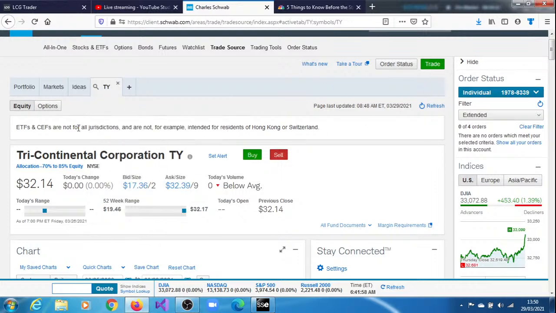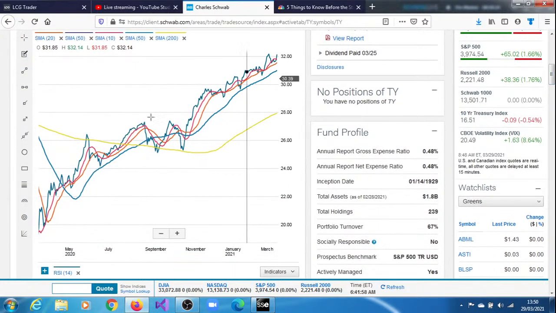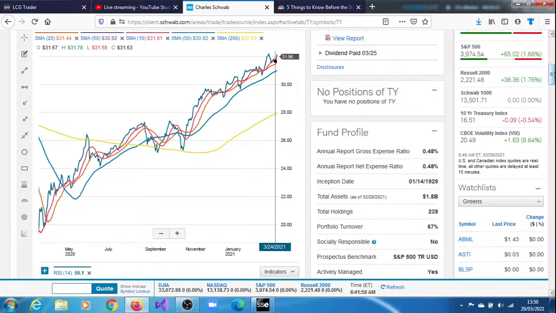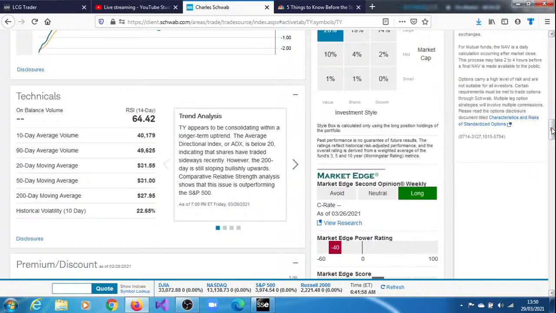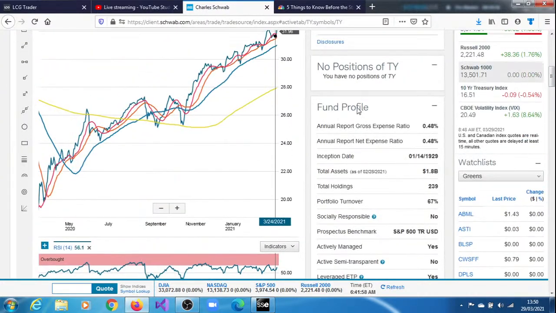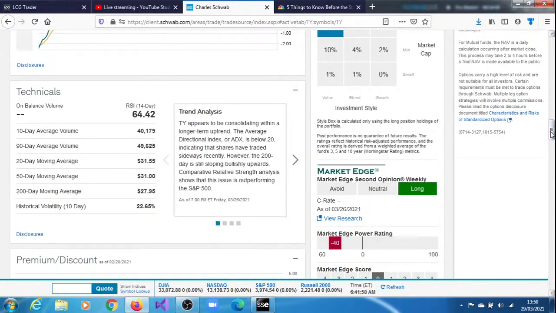It says ETFs and CEFs are not for certain jurisdictions. Okay, so we're seeing the same thing as well. You can see a bullish inclination here as well. So I think this is an ETF. Yes, it says it appears to be consolidating within a longer term uptrend. Consolidating. Okay, so the longer term uptrend is this one. You can clearly see it is sloping upwards. So it's consolidating within a longer term uptrend.